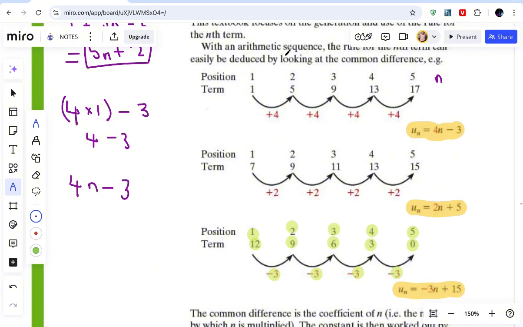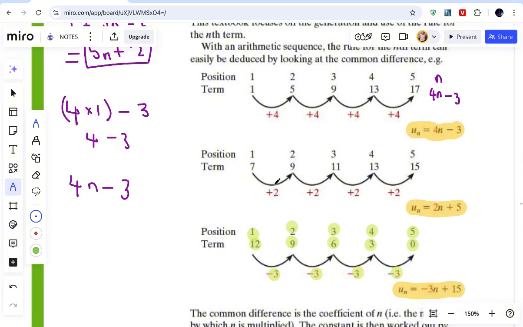Once you do the first one, the first one is to test what you add or subtract in order to get the first term. Once you get that, you just come here. You say 4 times n, you get 4n, and then you subtract 3. 4n minus 3 becomes your n term of this sequence. So this position to term rule makes it easy to get the n term of the sequence.